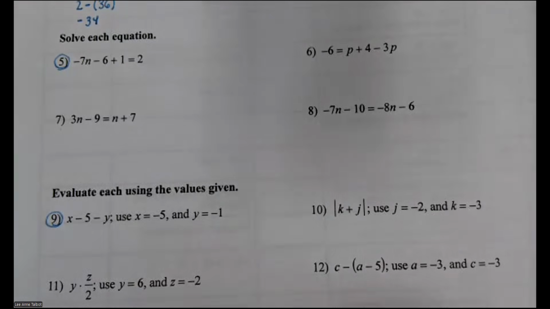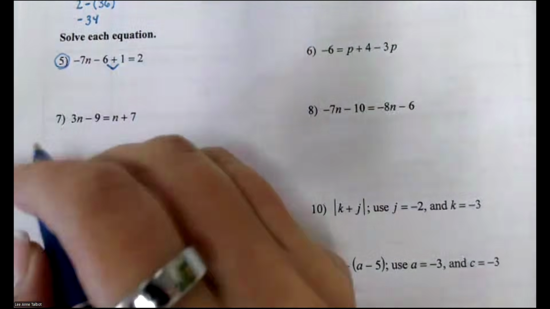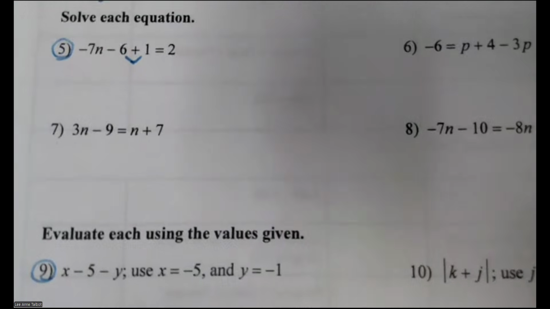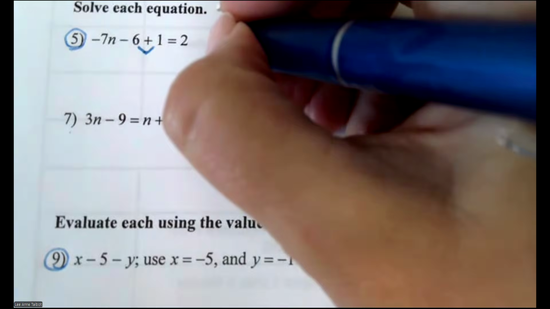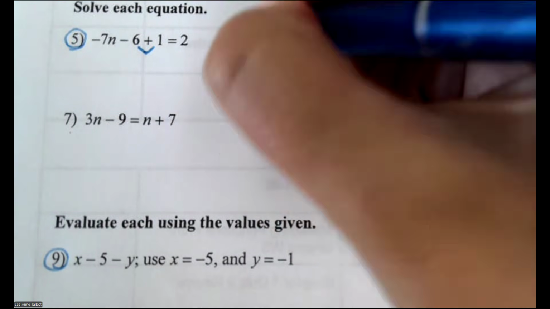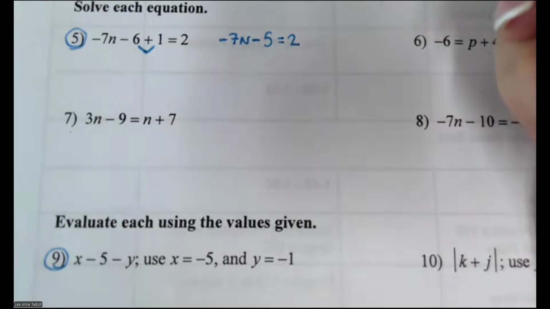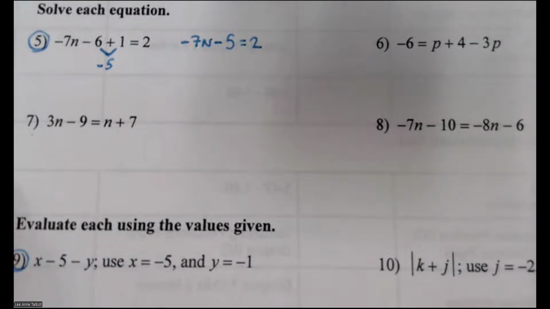What I like to do is combine like terms on each side. So I'm going to start by combining the -6 and 1 on the left side. So I have -7 and -5 equals 2. So those two combined became -5.